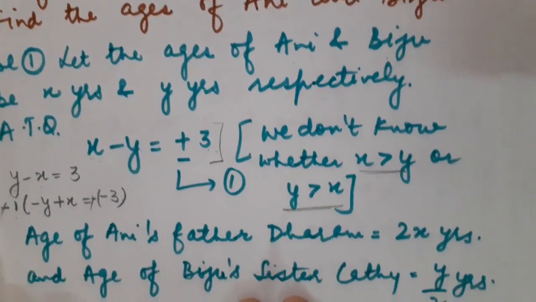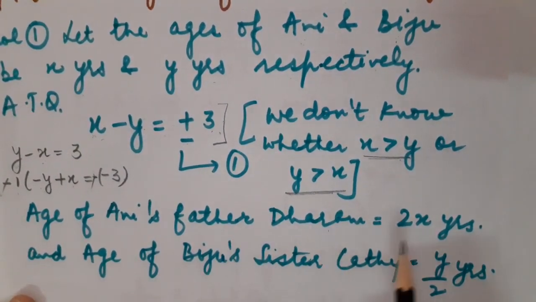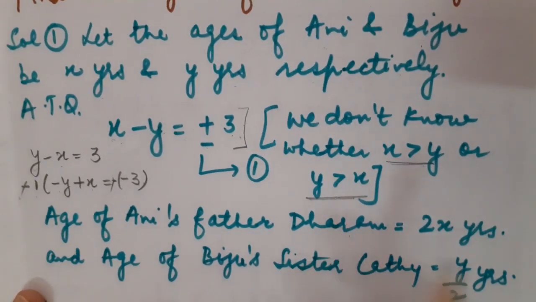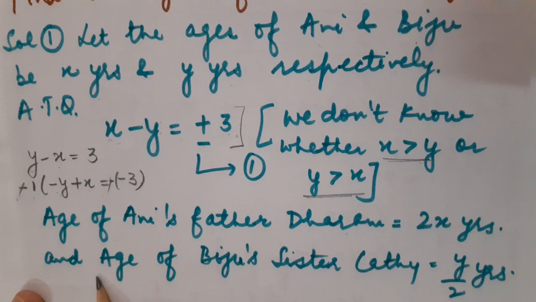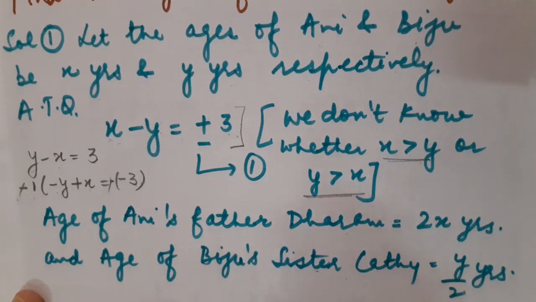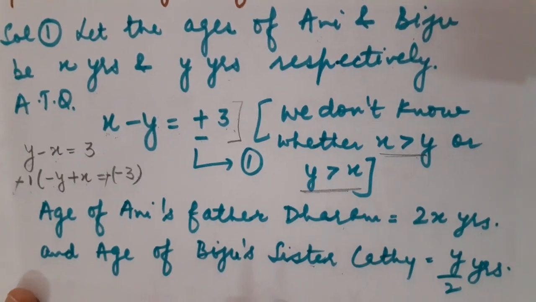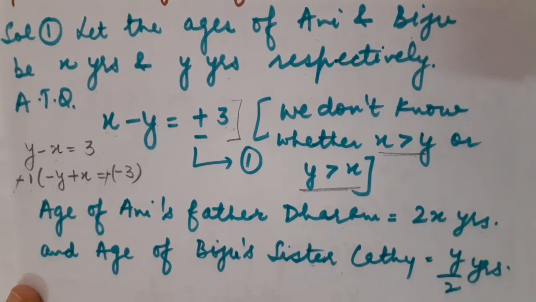Clear? Okay. Now, the age of Annie's father Dharam. As per the statement, the father's age is double the age of his son. So that would be 2x years. Now the age of Biju's sister. Because Biju was double of his sister's age, so definitely the sister will be half of her brother's age. So that will be equivalent to y upon 2 years.